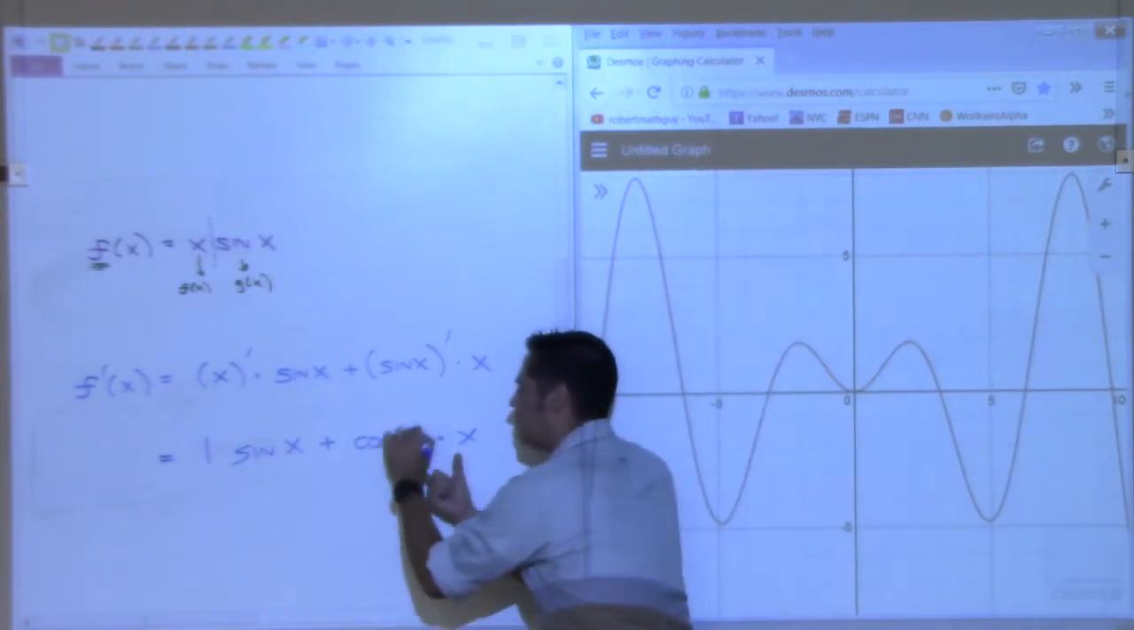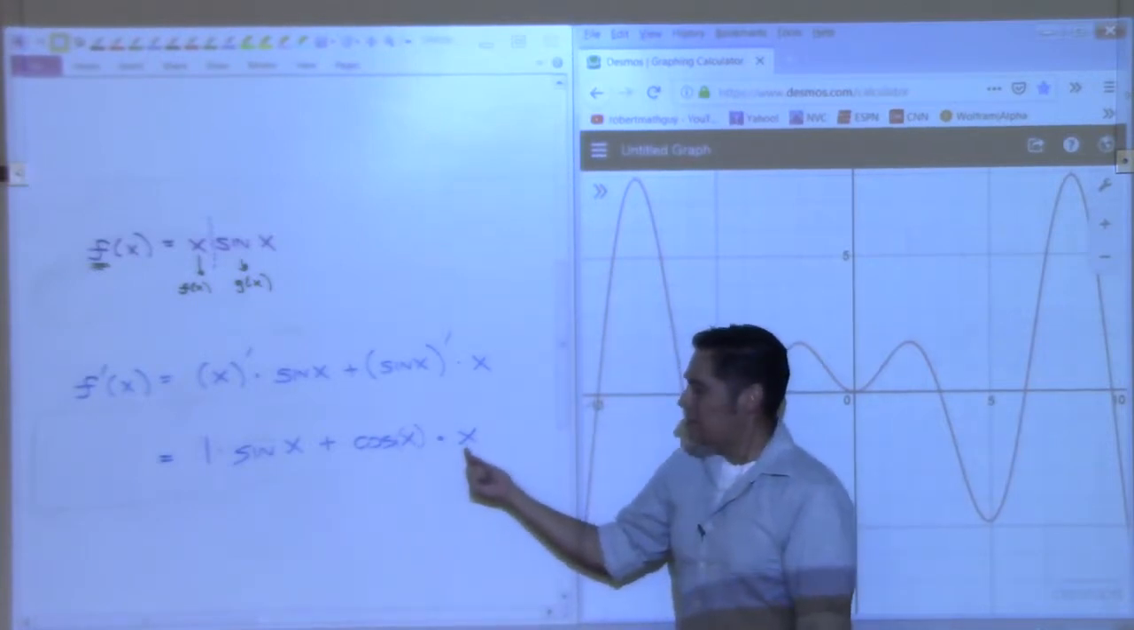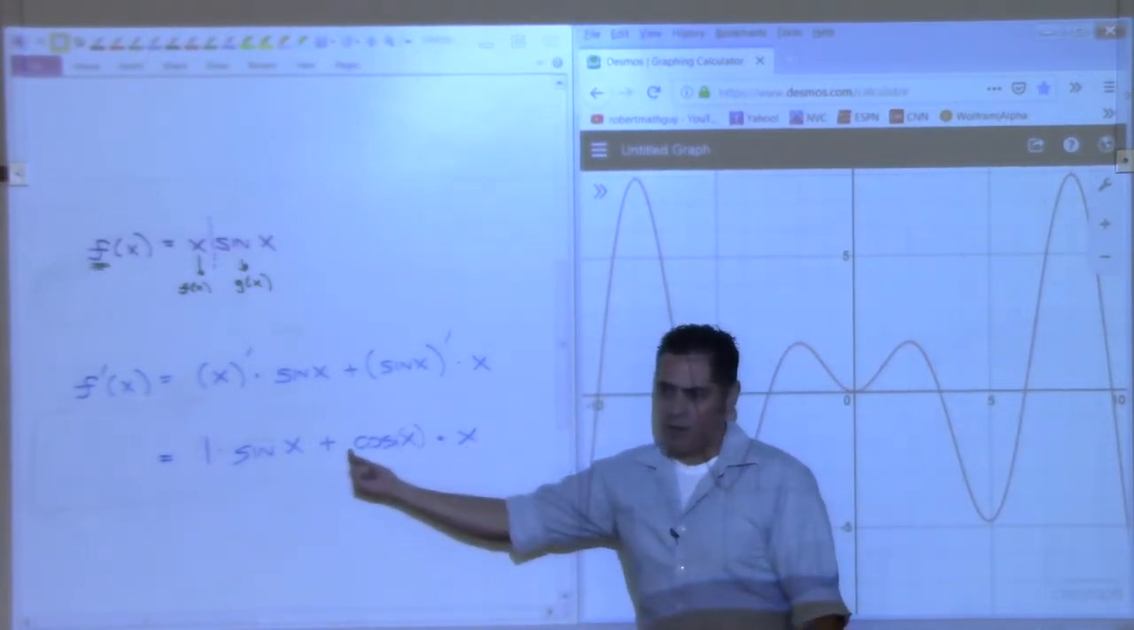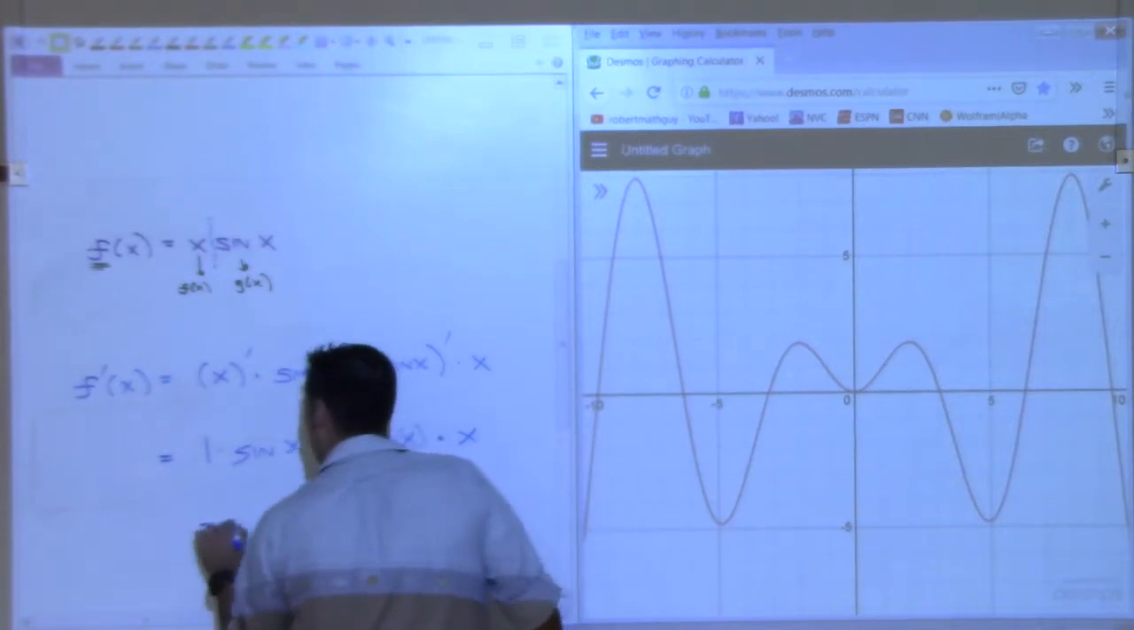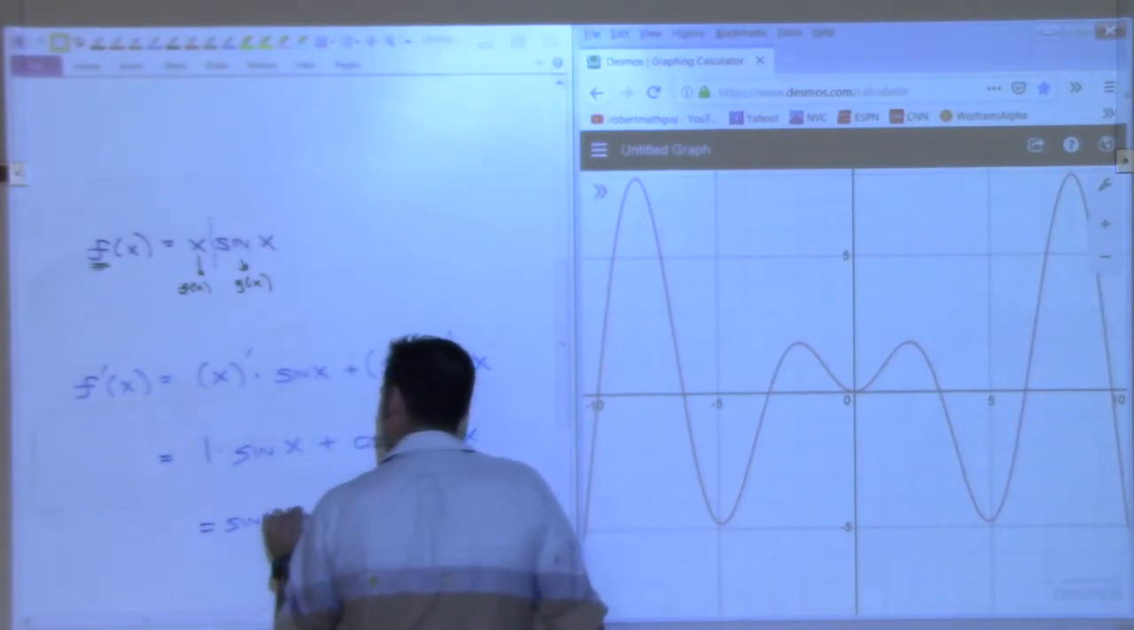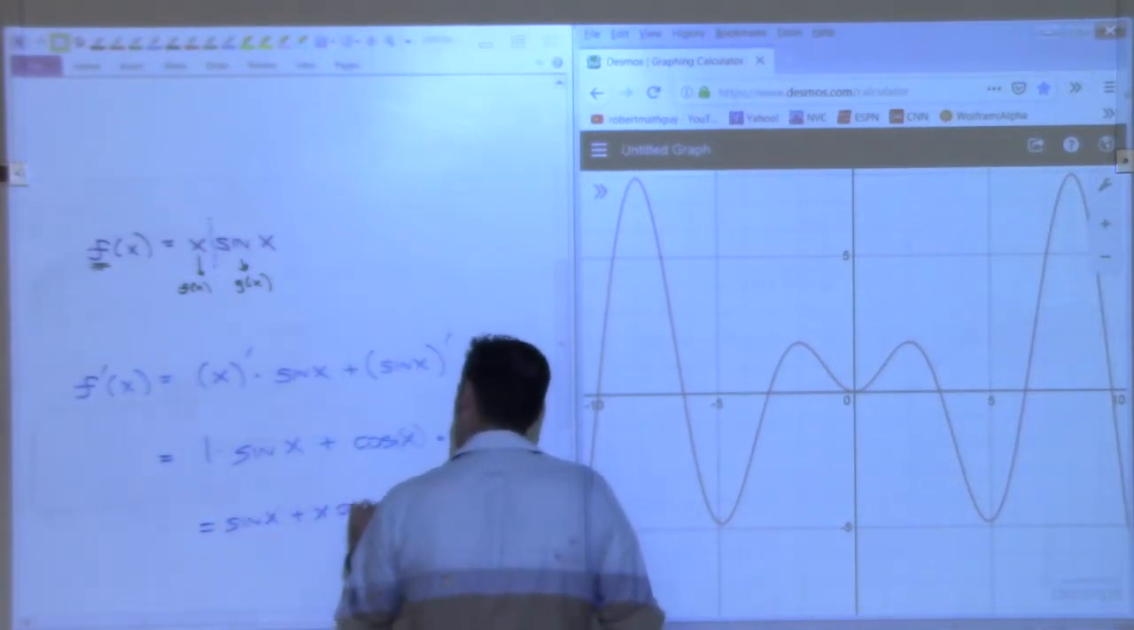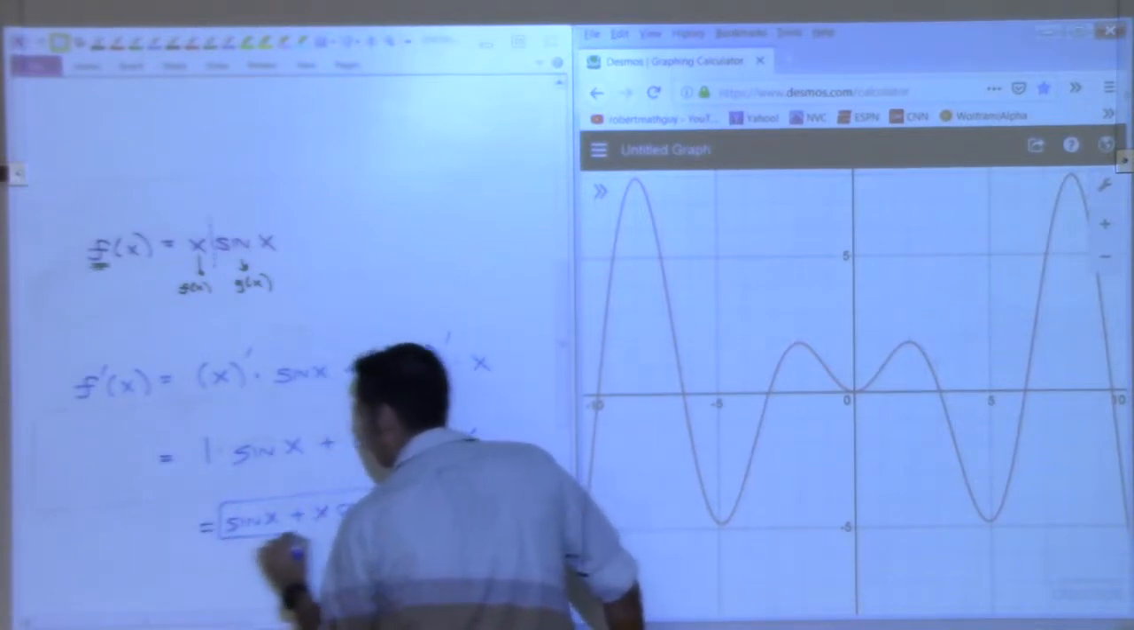This x is trapped inside the cosine, so this x, the most we can do is just slide it out to the front of cosine. So my final answer is sine x plus x cosine x. That is my derivative.